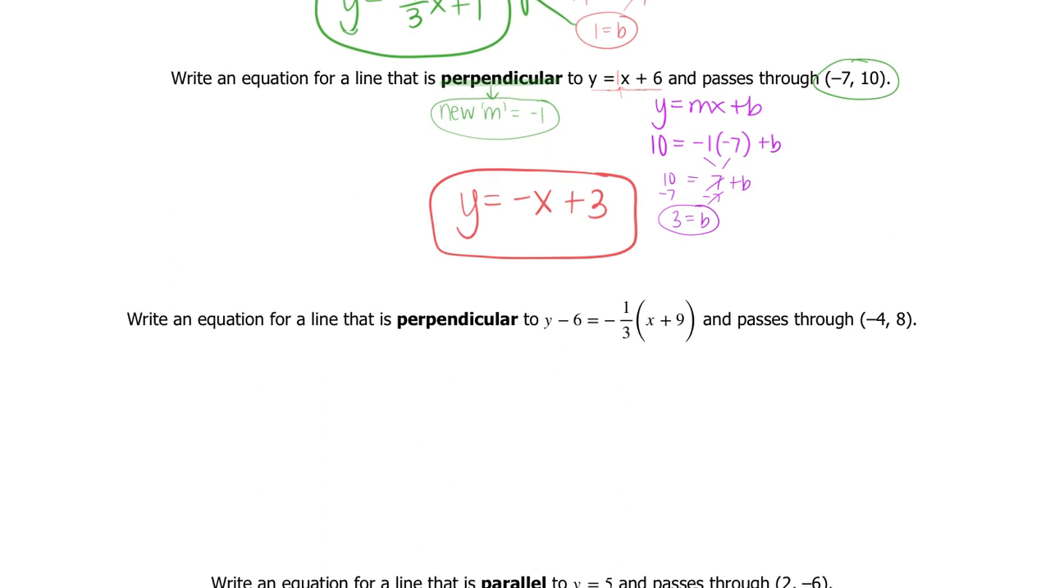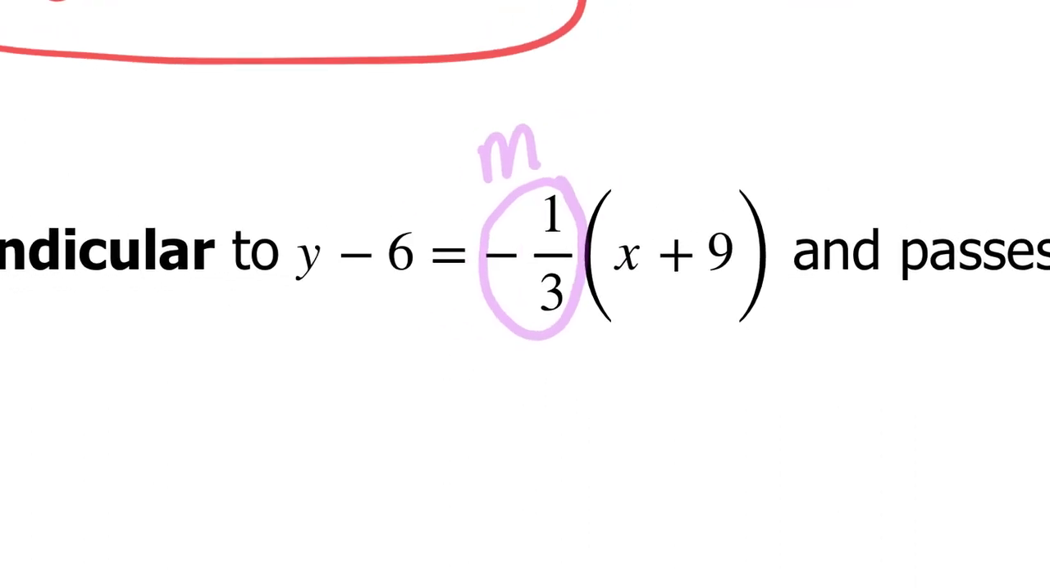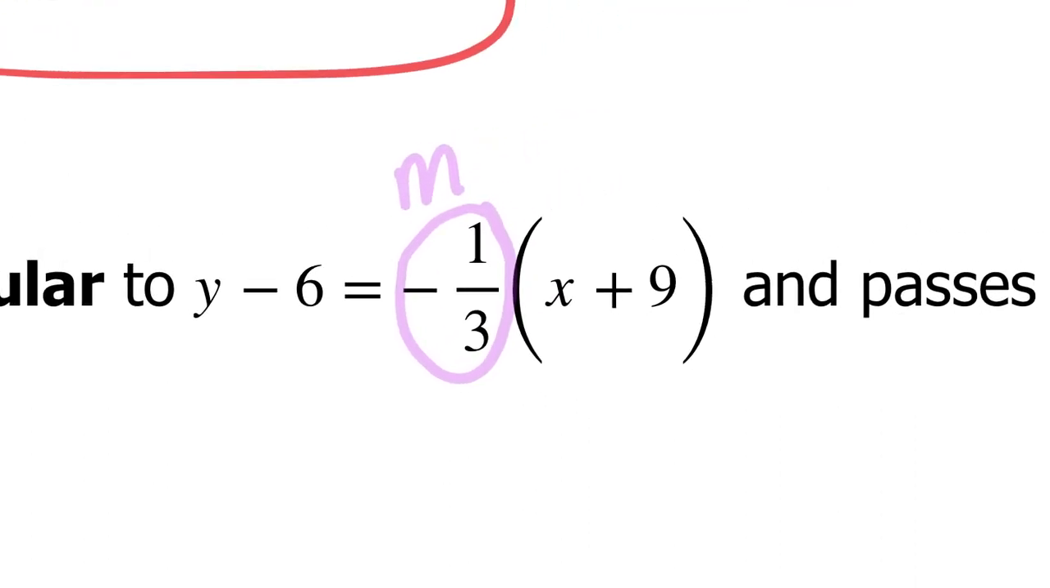This next example looks a little different because the equation they give you is actually in point slope form. But that's okay. You actually don't need to manipulate this at all. You don't need to distribute. You don't really need to do anything to it because the only thing we want from this equation is the slope of the line, and we already have it. Since this is in point slope form, the slope of the line is this right here. So the slope is negative 1/3. We don't need any other information out of that except the slope. The slope is negative 1/3.